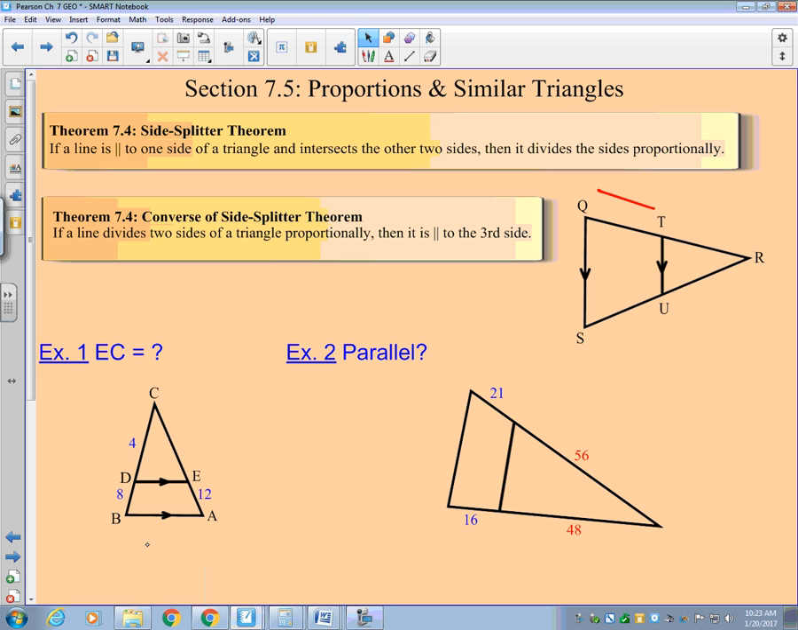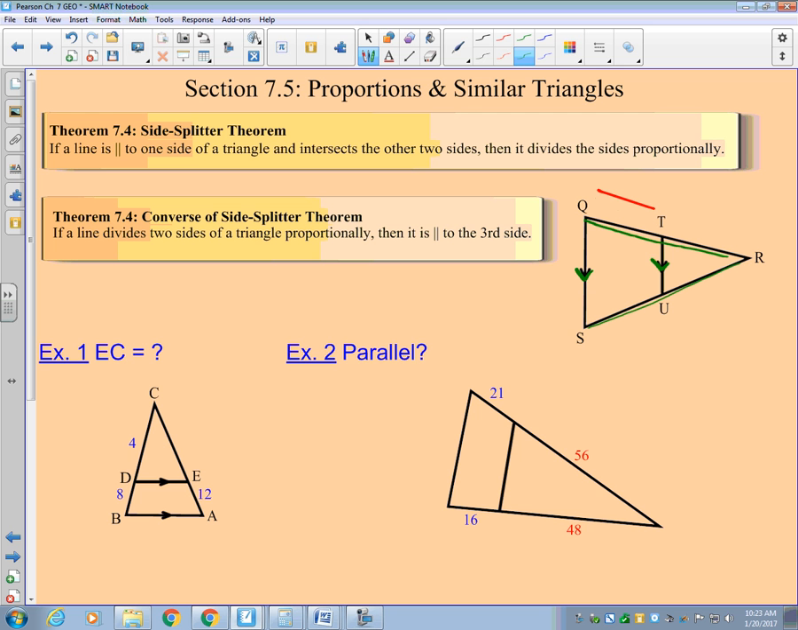Okay, so the side splitter theorem says if I have two parallel lines, like we do here, and the two parallel lines intersect two other sides of a triangle, then it divvies up the sides proportionally. So I'm going to write down some proportions, and hopefully you can see how this will be helpful.